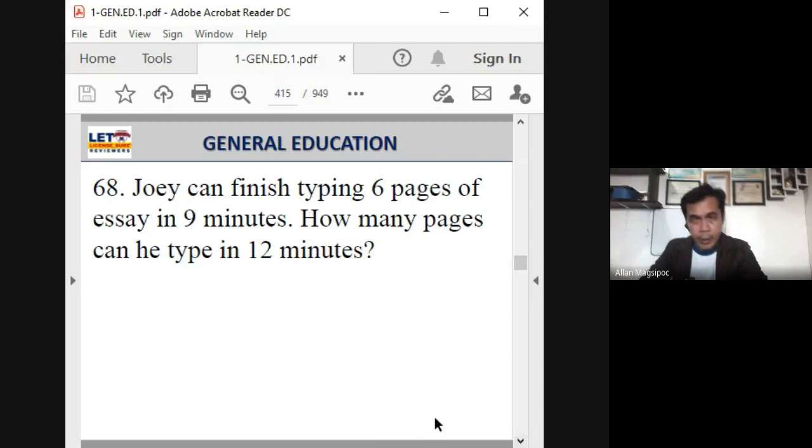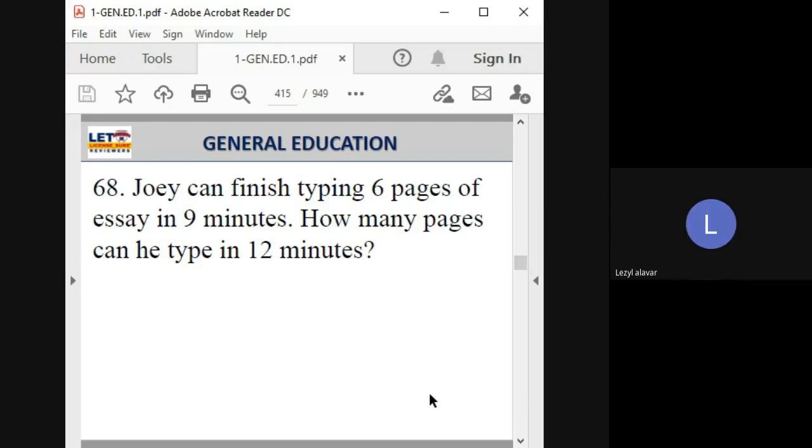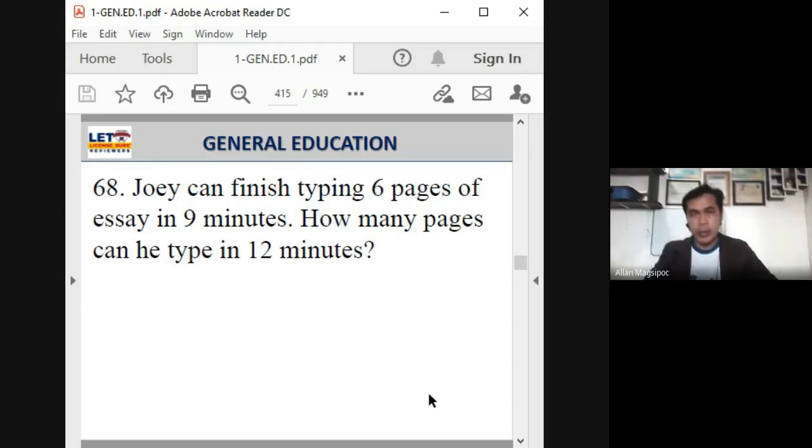So, going back to the problem. Joey can finish typing 6 pages of essay in 9 minutes. How many pages can he type in 12 minutes? Question: direct or inverse proportion? Direct. Yes, correct. It's direct proportion because when the time increases, so 9 minutes will increase, the number of pages also increases. Very good. We identify it as direct proportion.